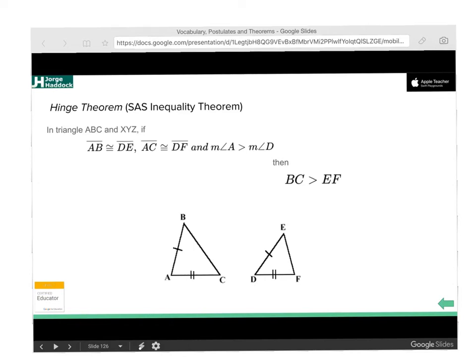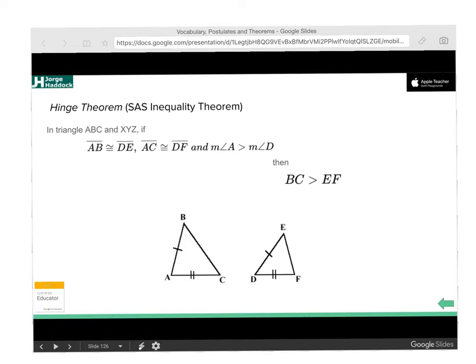Hi, so in this video we're going to be working with the hinge theorem. The hinge theorem is also known as the side-angle-side inequality theorem. It says in triangles ABC and XYZ, if AB is congruent to DE and AC is congruent to DF, and angle A is greater than angle D, that means that BC is greater than EF. So you can see we have two congruent sides and the included angle, then we can compare.